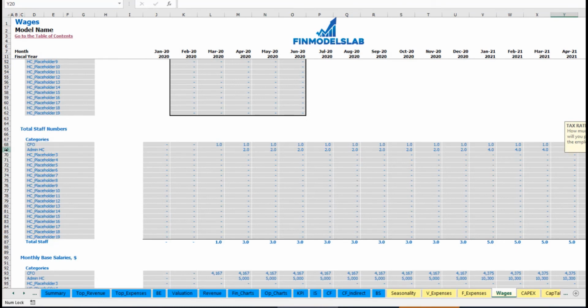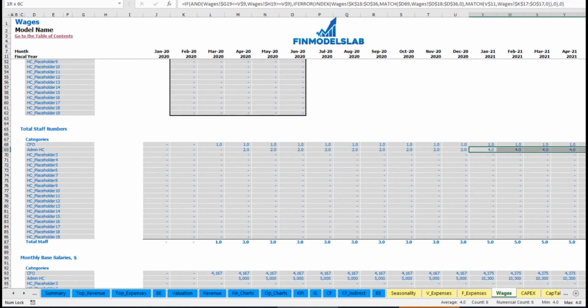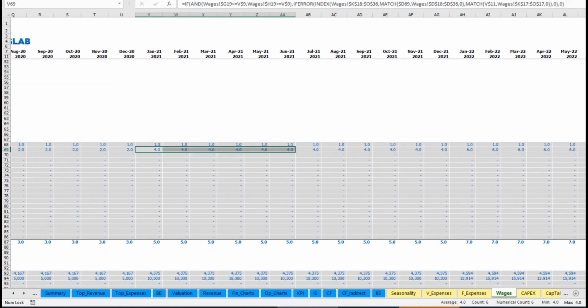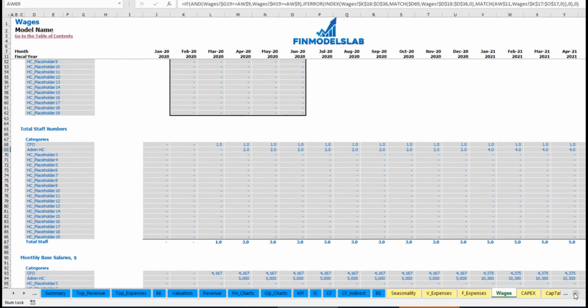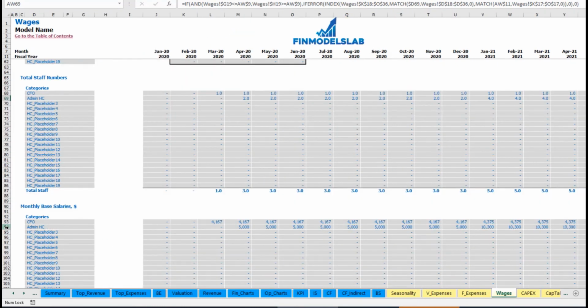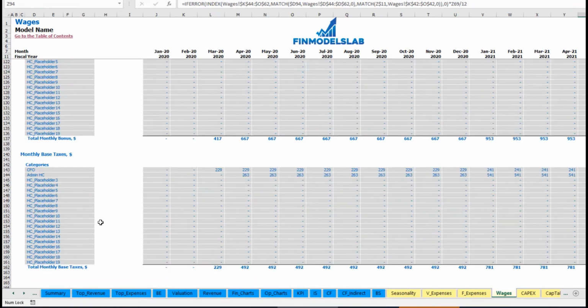Here you may see total staff numbers, which is 2 for year number 1, 2020. Starting from year 2021 you have 4, then 6, 8, and 10 in the last year of the model. Again, calculation of salaries for these, in this case 4 headcounts, calculation of bonuses, and calculation of monthly payroll taxes.